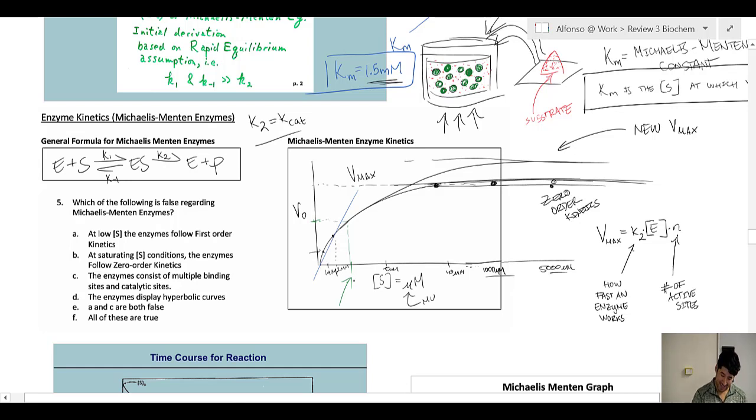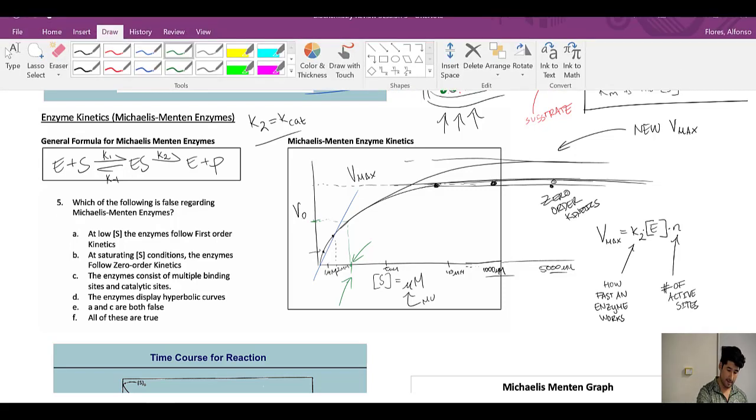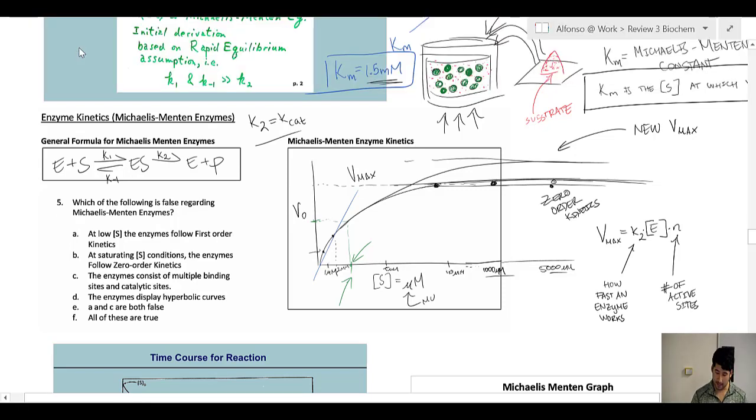Alright, so this right here, that is our Km value. And remember, Km is the concentration of substrate at which your initial velocity will be 1/2 of the Vmax. Km is also something else. It's a measure of affinity. And the way that you calculate that affinity is using this equation.